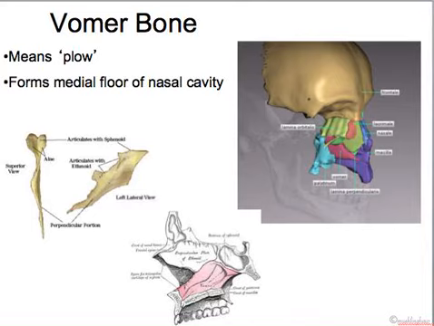And then we have the vomer bone. It's just the bottom of the nose going backwards right here. It looks like a plow. Actually, vomer means plow. It's that red thing right here going back. We don't need to know more about that for right now.